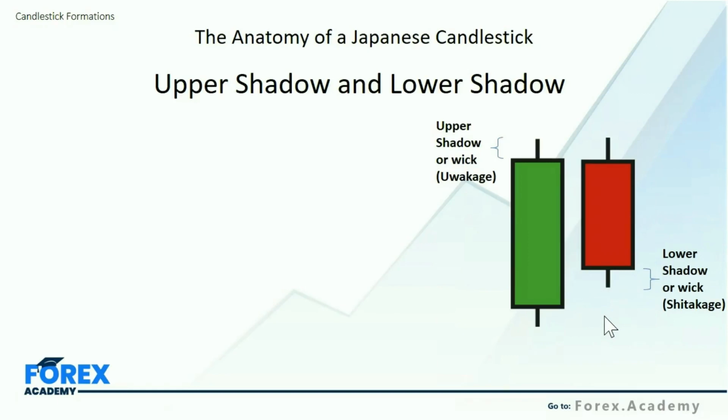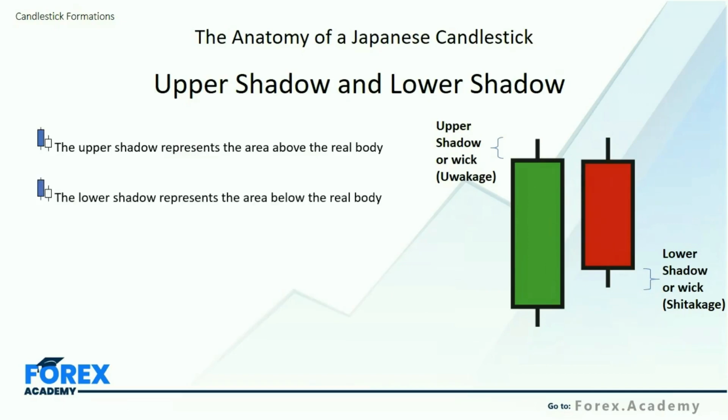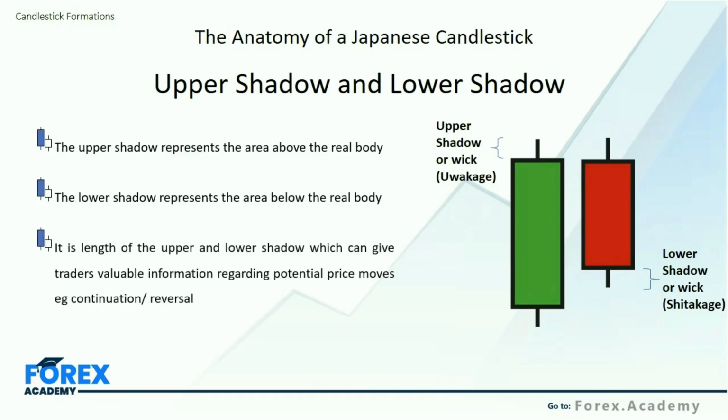It's a word that I've always struggled with. However, there's no need for you to actually know that at all. It's just to re-emphasize the origins of these candlesticks, which is Japanese in nature. So what we need to identify as traders is that the information we can glean from upper and lower shadows can be quite significant. So they are important. The upper shadow represents the area above the real body, and the lower shadow represents the area below the real body. So that's really what you need to take away.